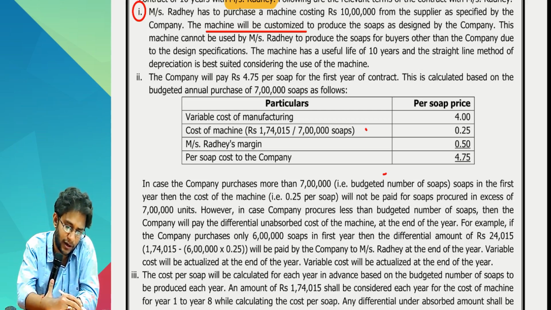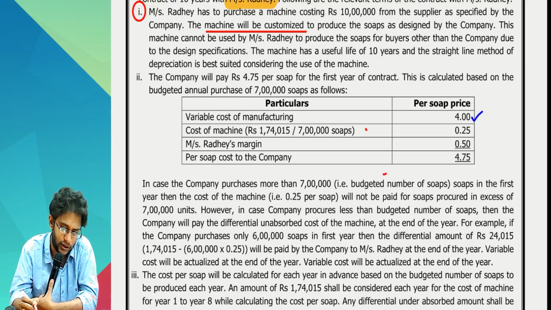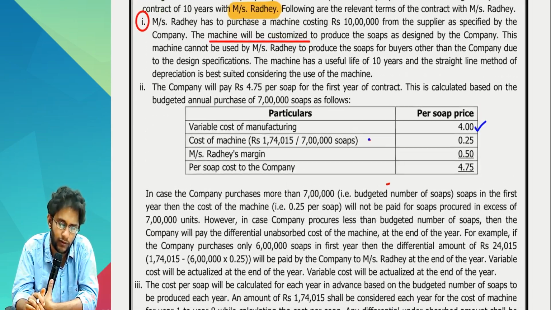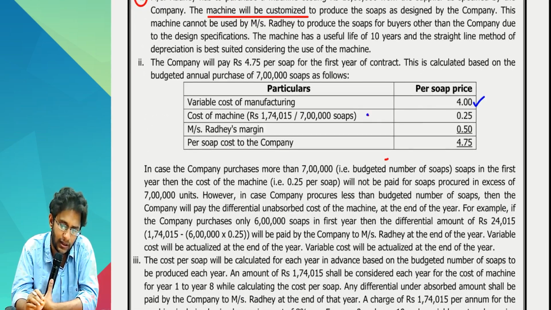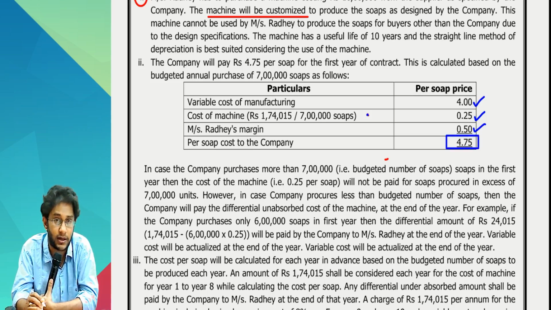Variable cost of manufacturing, that is 4 rupees per unit. Cost of machine, 174,015 divided by 7 lakh soaps, 0.25. Now what is this? He is explaining that in the third point. We will discuss that, nothing to worry. Radhe will expect some margin, he is a manufacturer, so 0.5 for that. And per soap cost is 4.75. The story does not get over.